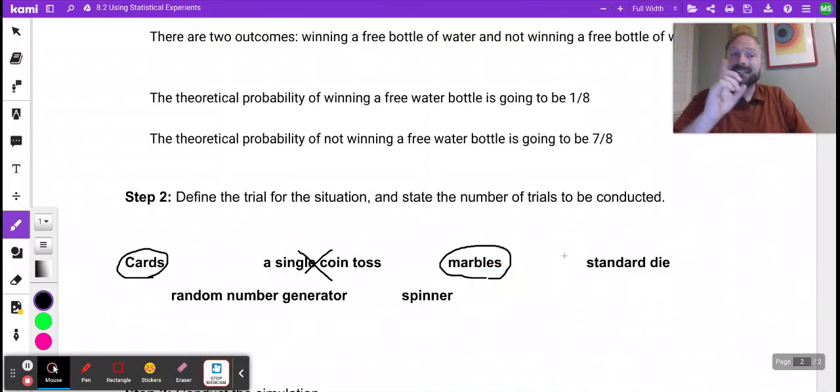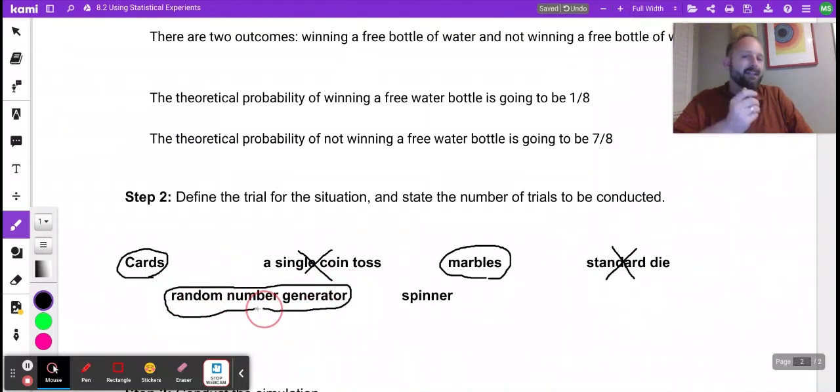Standard die? A standard die is 6. Now we would need the 8-sided die for it to work, but not the 6, so that won't work. A random number generator might work if we say, hey, we're going to start at 1 and go to 8, randomly choose one of those numbers. A spinner would work if we made sure that it was an equal representation all the way around of 8 different choices, and it's 1 out of the 8, and so on and so on. All right, let's go on.